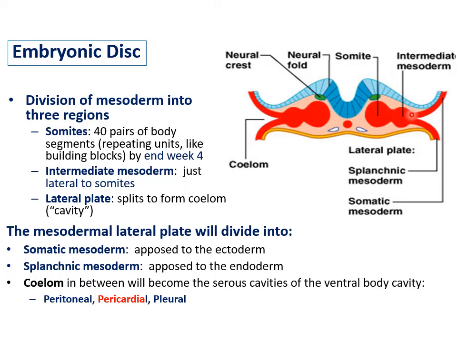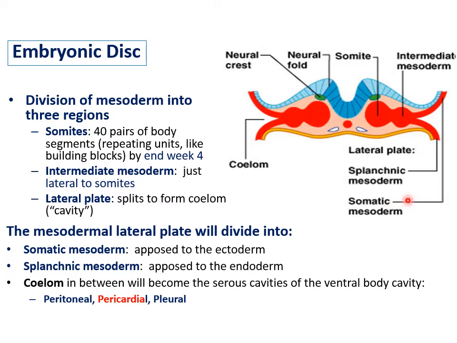And if we are looking at the mesoderm being differentiated into three parts, the somites here, and those are 40 pairs of body segments in repeated units like building blocks and in 4 weeks. Then coming to the intermediate mesoderm here. For intermediate mesoderm here is developing only the kidneys and the gonads. Each part is developing something. And coming to the lateral plate. And lateral plate is being divided into splanchnic mesoderm and coming to the somatic mesoderm.